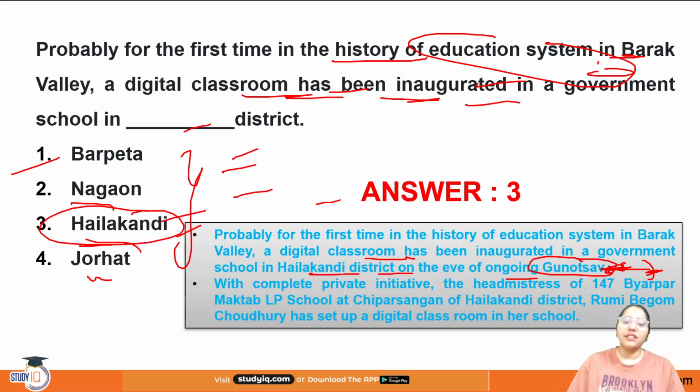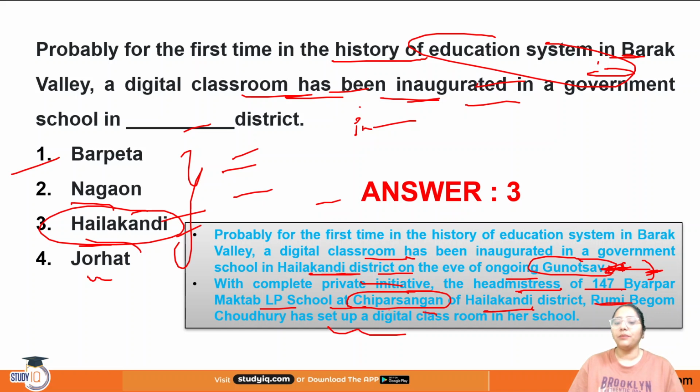Now let's first understand about the importance of digital classroom. It will increase the interaction of the children with the present day technology or present day world. With complete private initiative, the headmistress of 147 Byarpar Maktab LP school at Chiparsang of Hailakandi district, Rumi Begum Chaudhary, has set up the digital classroom in her school. So this is the private initiative, not the government initiative. This initiative has been taken by Rumi Begum Chaudhary.